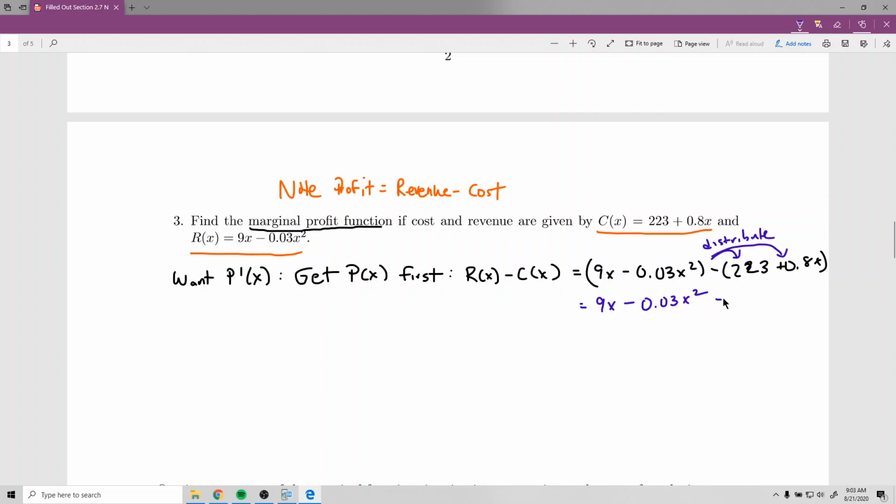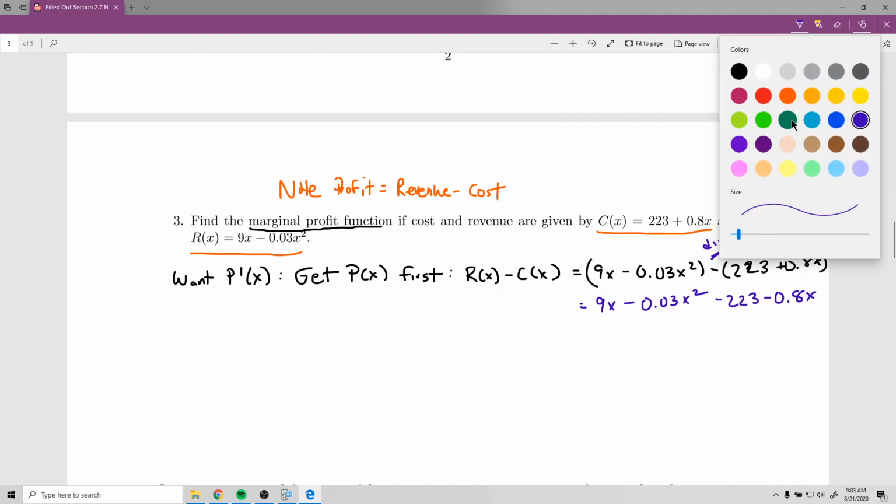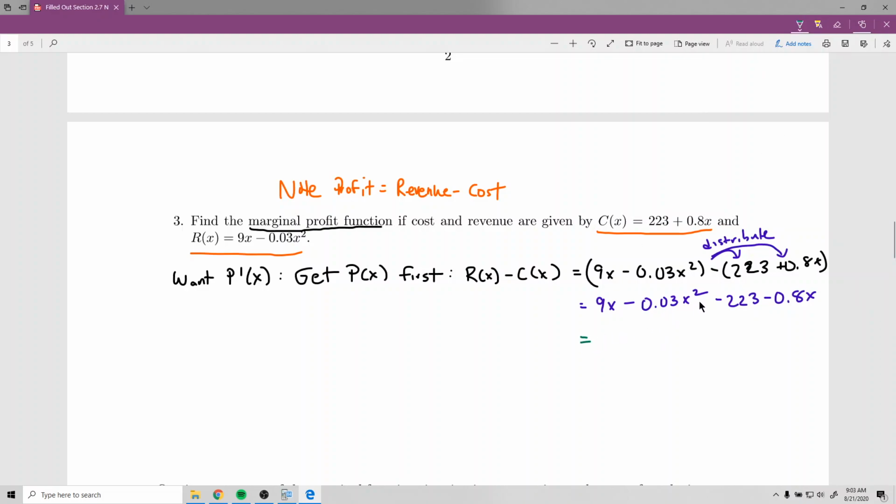Right, so then we got minus 223, and then the minus to the 0.8x. And then if you can combine any like terms, which we can, let's do that. I like to put the biggest power of x in the front, even if we do have that minus sign. So negative 0.03x squared. 9x minus 0.8x is 8.2x. And then we got our minus 223. All right, so this is our simplified profit function.